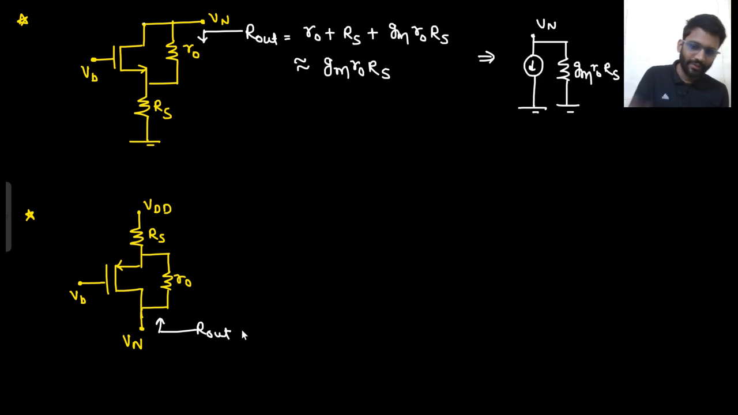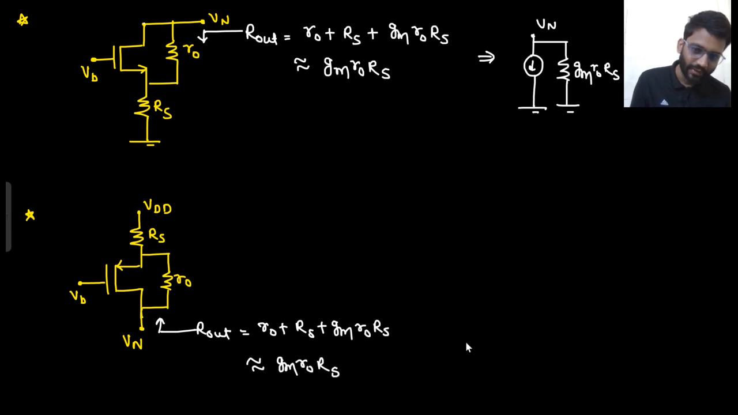Here, what do you see? What is the impedance here? You are going from drain to source. If you are going from drain to source, that means you need only one step behind. So it would be R naught plus RS plus GM R naught RS, which will nearly be equal to GM R naught RS only. So what do you see here? From VDD to a particular node, that is Vn, and in between you have a resistance.